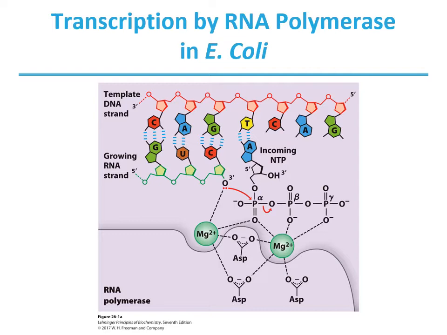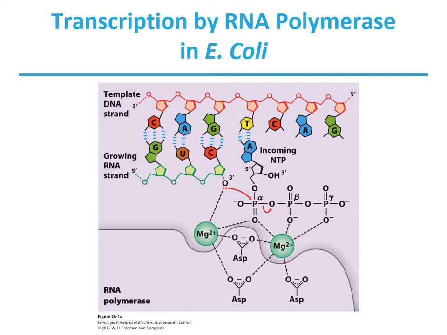One magnesium ion facilitates attack by the 3' hydroxyl group of the alpha phosphate of the NTP. The other magnesium ion facilitates displacement of the pyrophosphate, and both metal ions stabilize the pentacovalent transition state.